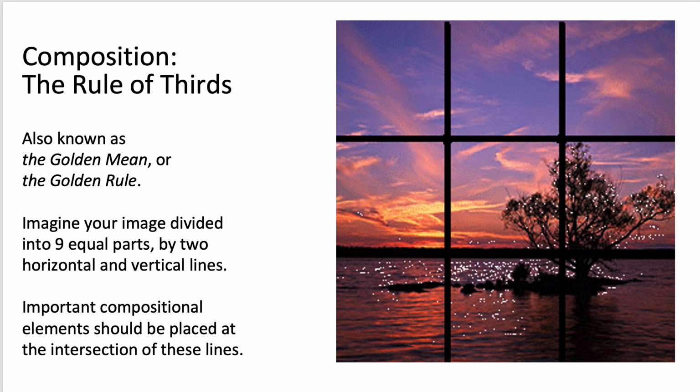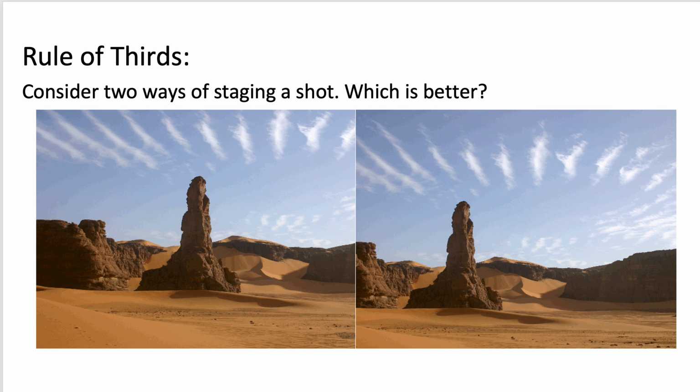It can also be called the golden mean or the golden rule, referring to some mathematical principles developed many millennia ago by Greek philosophers. But if you start by imagining your image divided up into 9 equal parts, then the idea is that any important compositional element should be placed at the intersection of these lines. So the tree on the right-hand side of this screen is positioned slightly to the right and not dead set in the center. And the idea is that this is just more harmonious and more pleasing to the eye.